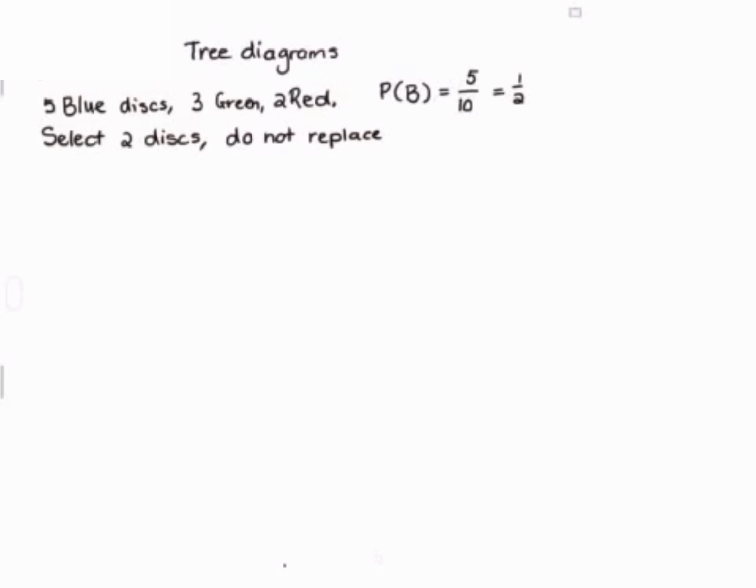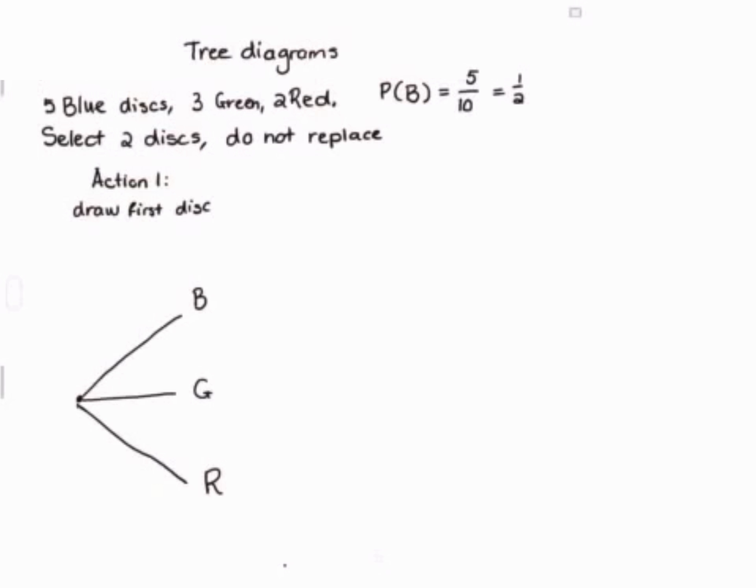Now your tree works on the actions. So action 1 is draw the first disc. So we're going to start here and we're going to say action 1. What are the possibilities? I could get a blue or a green or a red. So that is one set of branches.